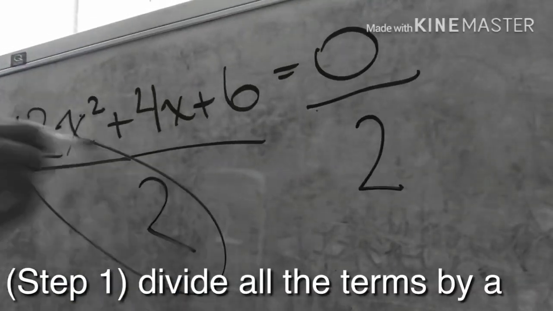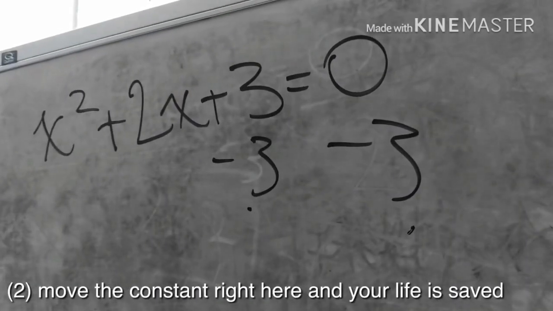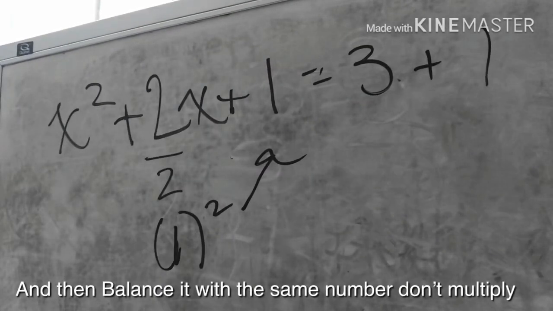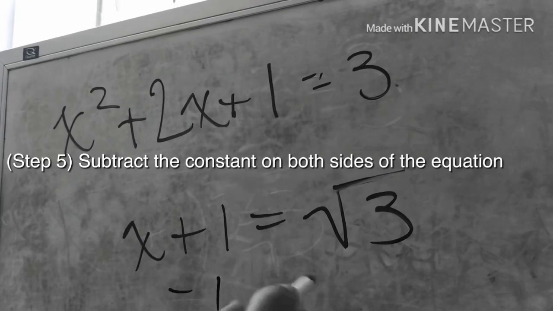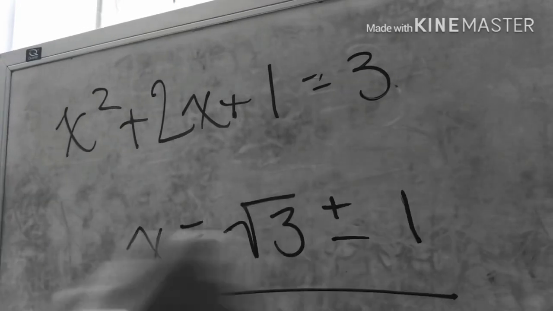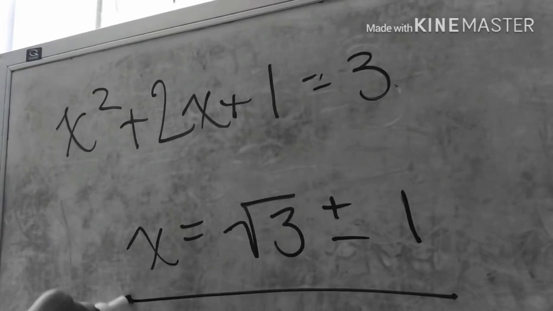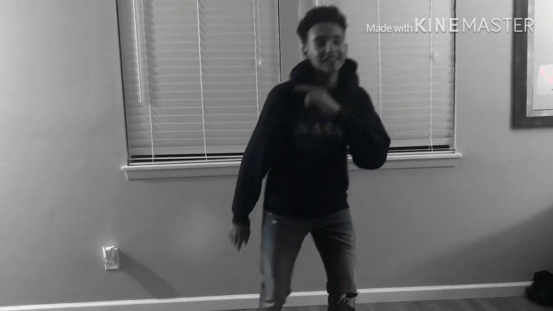Let's start with completing the square. Let's go to the board that's right over there. It's not hard, man, it's easy, I swear. Let's get to the steps cause I know you care. Divide all the terms by a. The concept right here, you'd like to say. Complete the square on the left side and then balance it with the same number, don't multiply. Step 4. Take the square root on both sides of the equation. Step 5. Subtract the constant on both sides of the equation. You got what you need. You got the right answer with all the degrees. Go on and teach it now while you're at it, cause you know how to do it. Now get the quadratics.